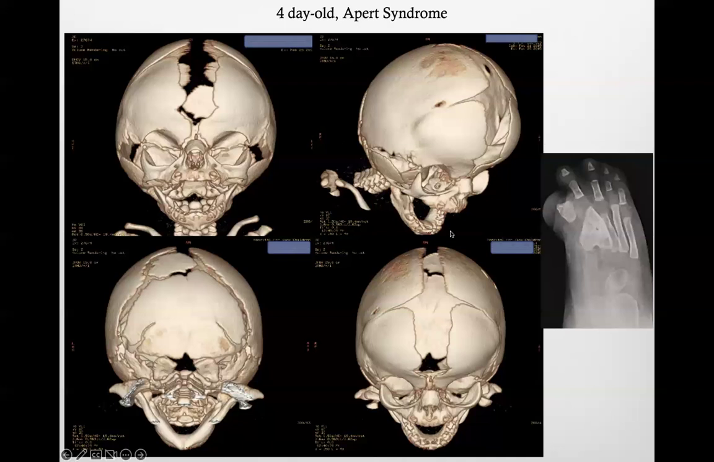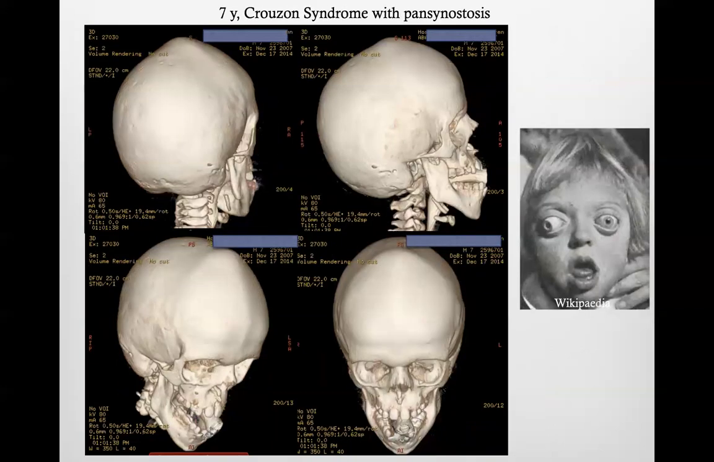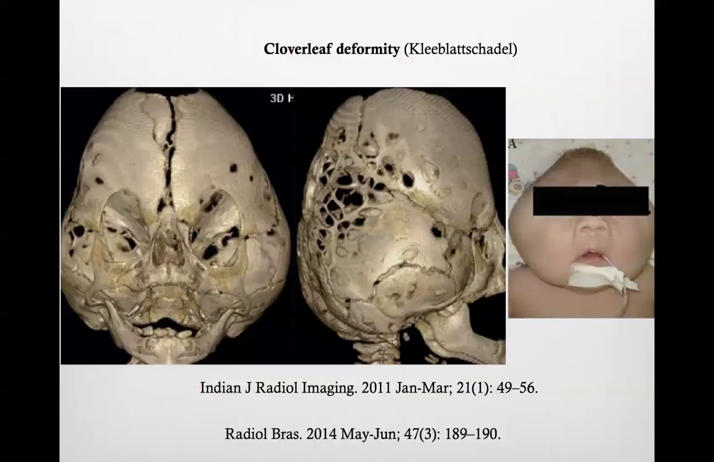This is an Apert syndrome, also showing the extremity malformation with bicoronal fusion, very well seen here. And you can see also in these cases, the anterior fontanelle and the upper part of the metopic is enlarged. This is a Crouzon syndrome. Later on, at 7 years, all the sutures are fused. And from Wikipedia, the typical facies of this Crouzon patient.